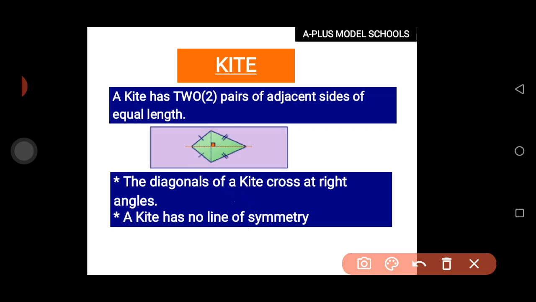A kite has no line of symmetry. It means since they are not having any equal shape, I cannot divide it into any 2 equal parts. Because if I divide it like this, I cannot have equal sides. Also, if I divide it horizontally, I cannot have equal sides. So a kite does not have any line of symmetry, which means I cannot divide it into 2 equal parts.